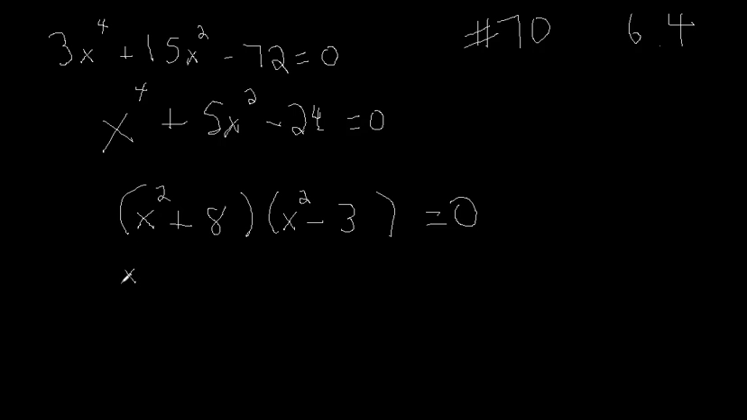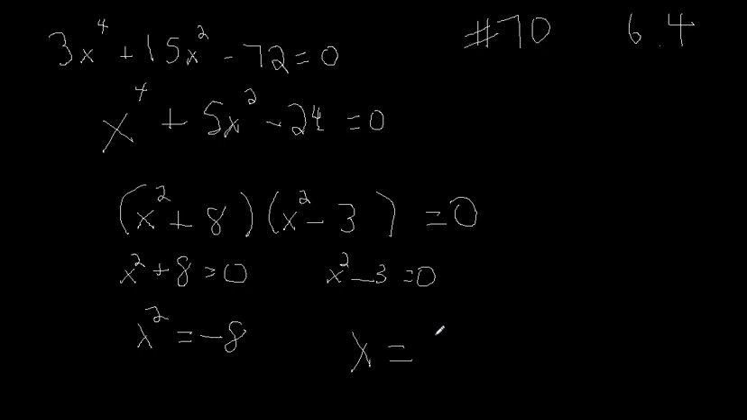Now you've got two different problems. x squared plus 8 equals 0 and x squared minus 3 equals 0. Over here, we're going to have x squared equals negative 8. This will give us an imaginary solution, and I believe the problem just asked for real number solutions. So over here, if we solve this, you have two answers: x is equal to plus or minus the square root of 3.